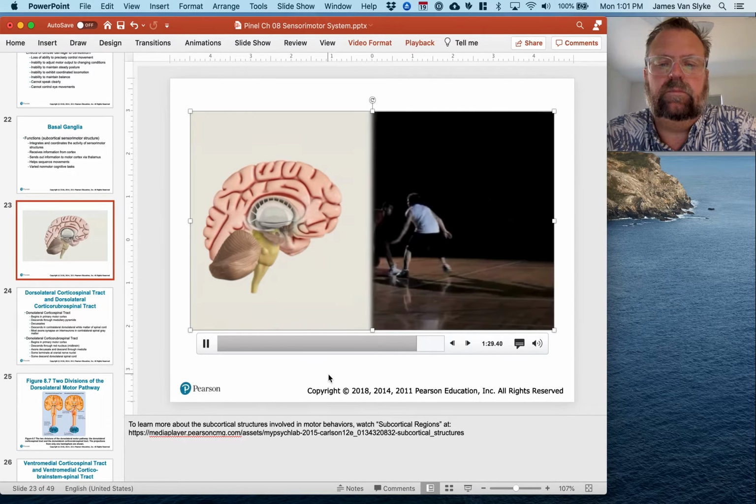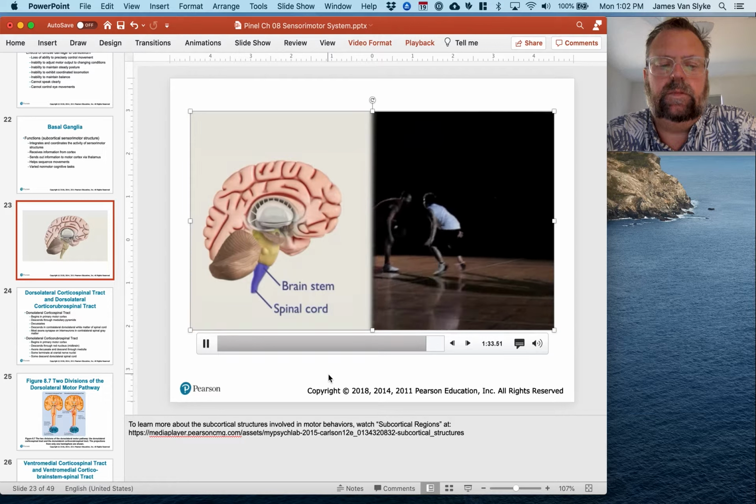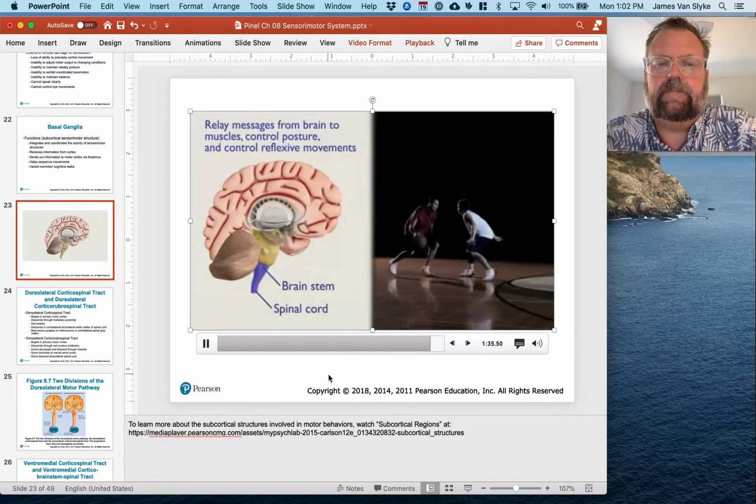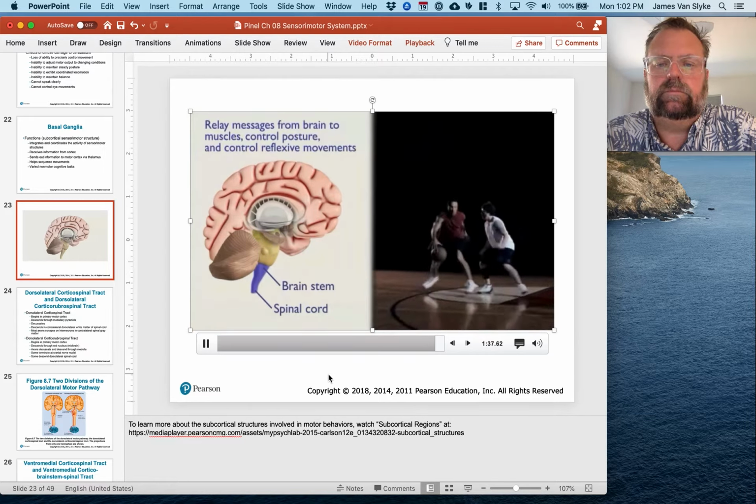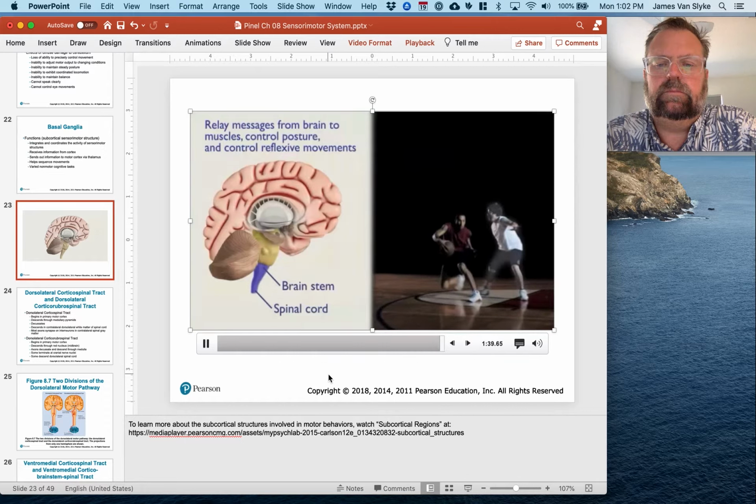The brainstem and spinal cord are lowest in the hierarchy. The brainstem and spinal cord relay messages from the brain to the muscles, control posture, and control reflexive movements.